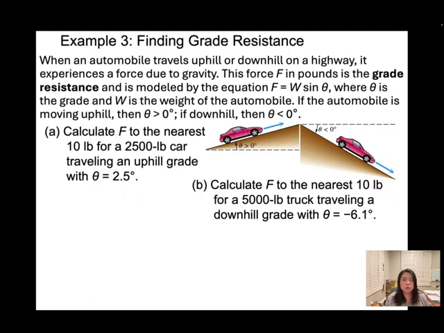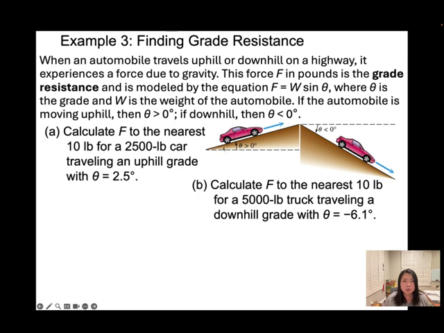Example 3. When an automobile travels uphill or downhill on a highway, it experiences a force due to gravity. This force F in pounds is the grade resistance and is modeled by the equation F equals W sine theta, where theta is the grade and W is the weight of the automobile. If the automobile is moving uphill, theta is greater than 0. If downhill, theta is less than 0. Calculate F to the nearest 10 pounds for a 2,500 pound car traveling an uphill grade with theta equal to 2.5 degrees.